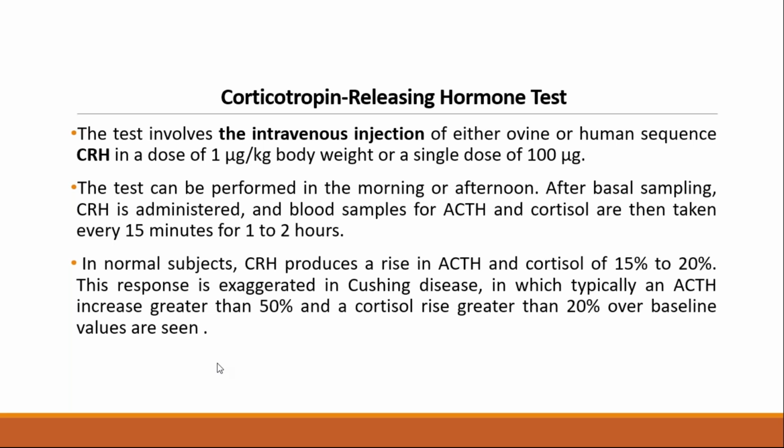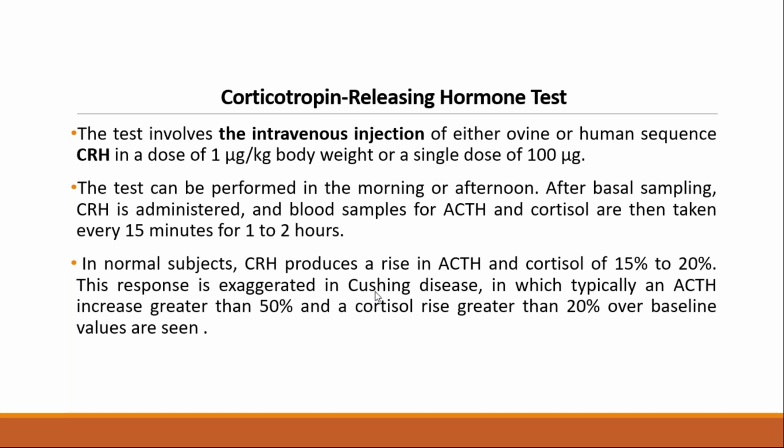In normal subjects, corticotropin releasing hormone produces a rise in ACTH and cortisol of 15 to 20%. This response is exaggerated in Cushing disease, in which typically the ACTH increase is greater than 50% and the cortisol rise is greater than 20% over baseline values. As we discussed, before injecting CRH to the patient, we take the basal sample of ACTH and cortisol. After injecting CRH, we see the change in the levels of ACTH and cortisol.